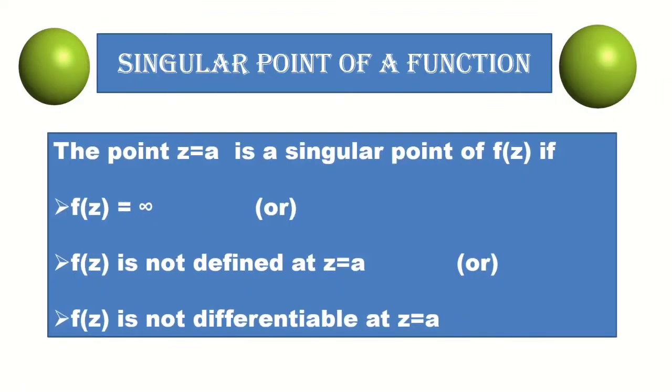A singular point of a function is a point at which the function ceases to be analytic. In other words, the point z = a is a singular point of f(z) if any of the three properties are satisfied. Number 1, f(z) = infinity, or if f(z) is not defined at z = a, or if f(z) is not differentiable at z = a.